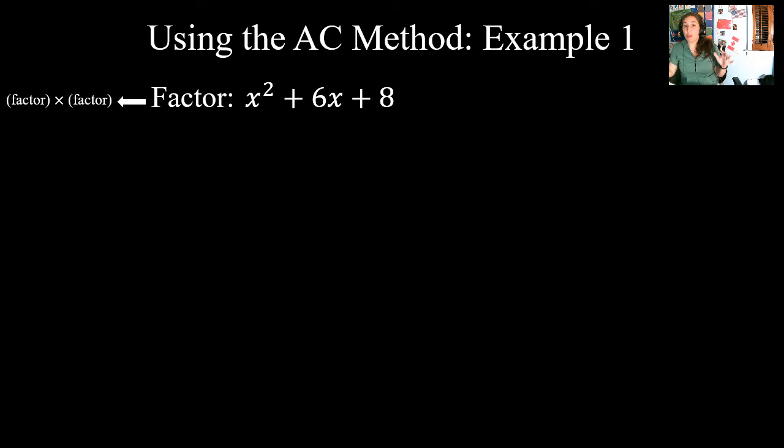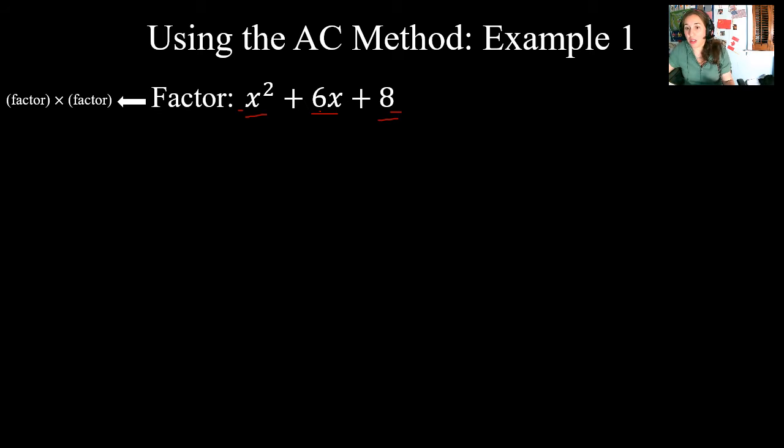So remember, when you're factoring, the first question you should always ask yourself is, is there an overall GCF? And if there is, you should factor it out. So I'm looking at this trinomial, x squared plus 6x plus 8, and the first thing I look at is the coefficients. My coefficients are 1, 6, and 8. Do they share any factors? Well, no. Aside from 1, they don't.